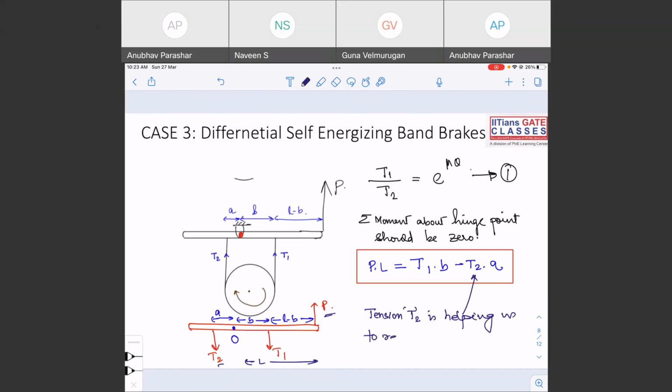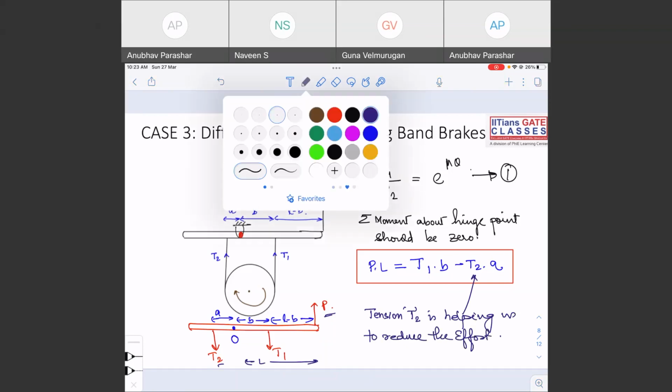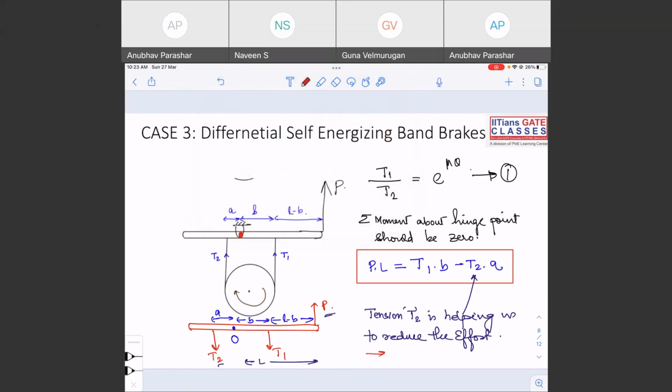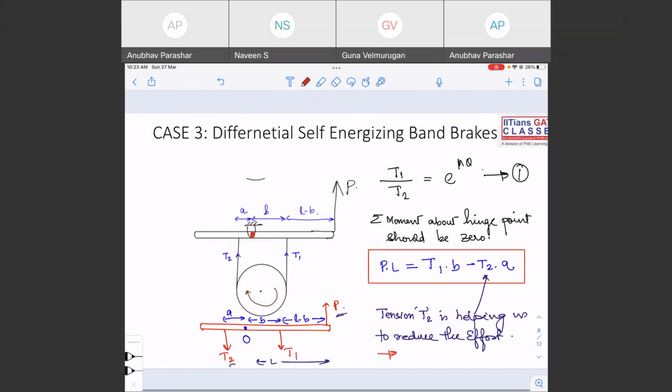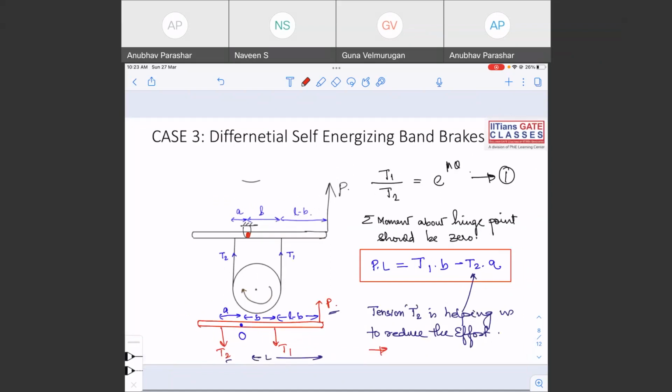To reduce the effort. So that is why it is known as self-energizing band brake. Okay, self-energizing band brake.